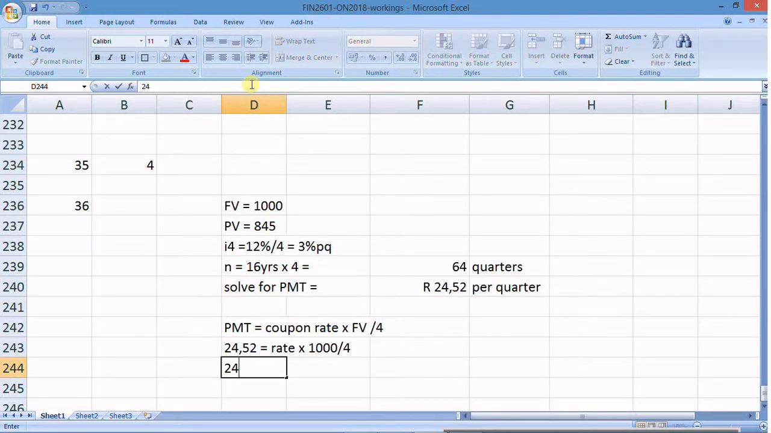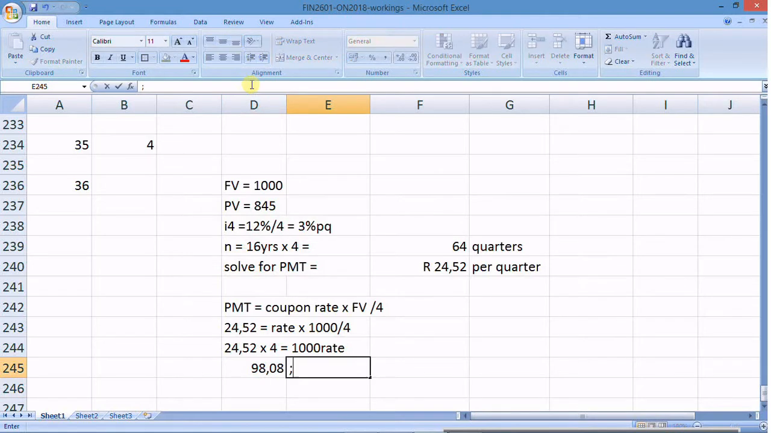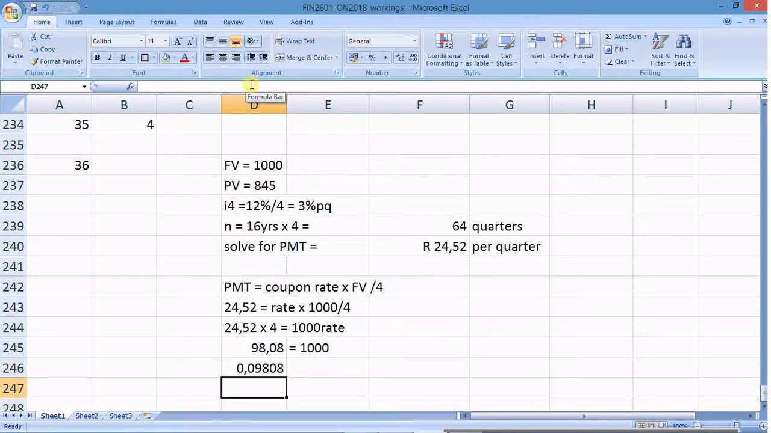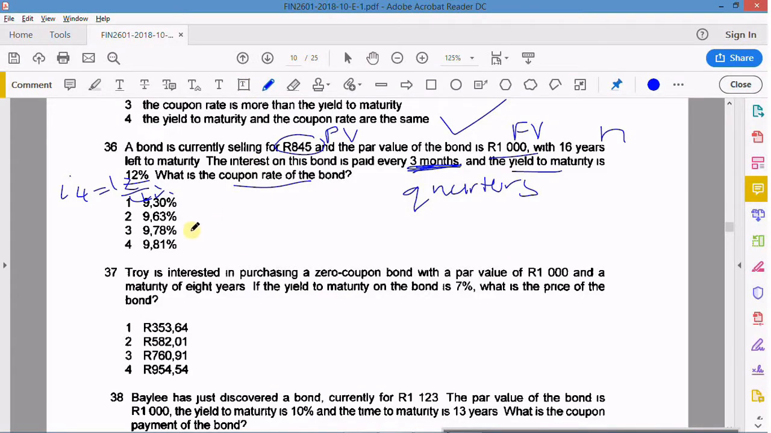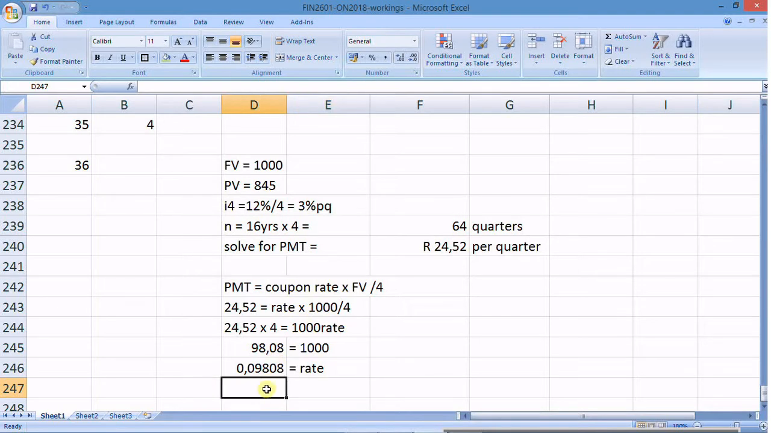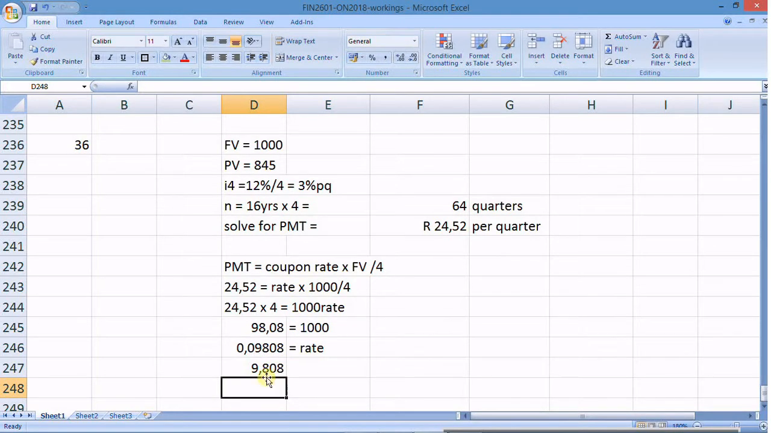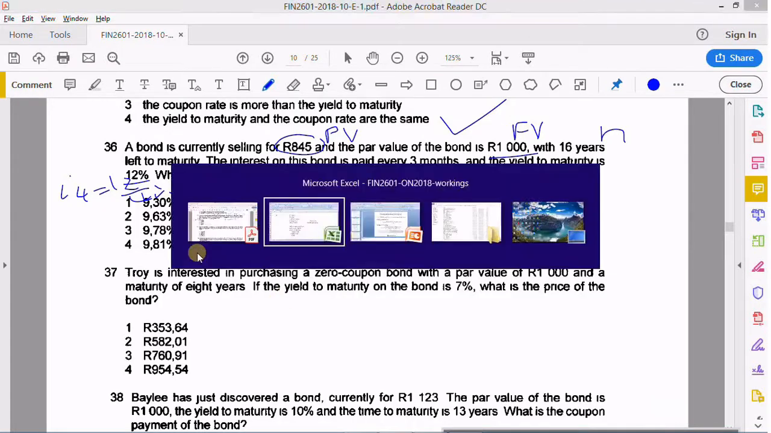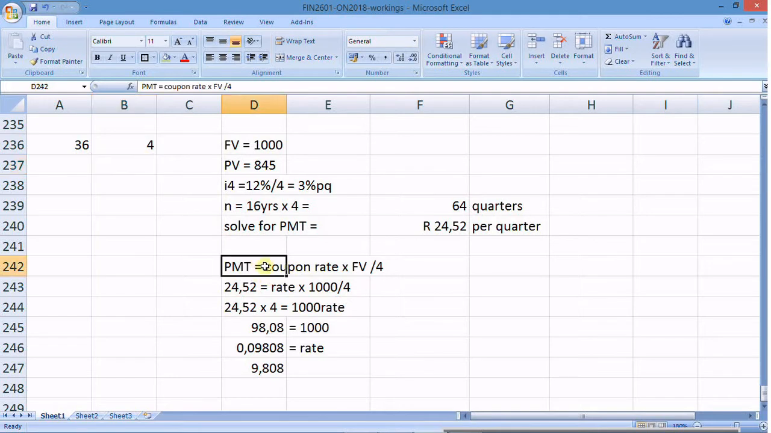Let's put another step here. 24.52 times 4 equals 1,000 times the rate. Then just divide: this divided by 1,000 is 9.808%. Do you agree? Then you can times by 100 just to show it. It's 9.81%. Option 4. Do you agree? Yes, I do. So this one required that formula to work out bonds.